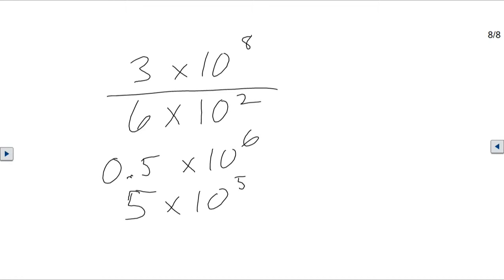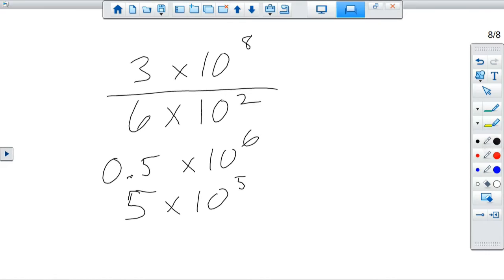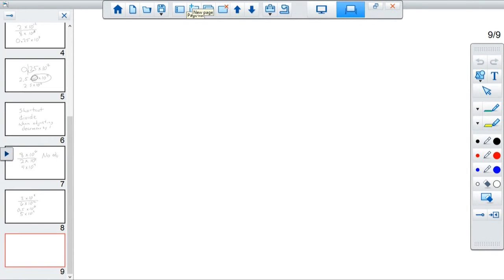So that's division. Just separate it, do your front numbers, do your powers of 10, follow your exponent rules, and adjust if you need to. We've got to make sure our answer ends up in scientific notation. All right, now let's look at multiplication because they have some similar things going on.